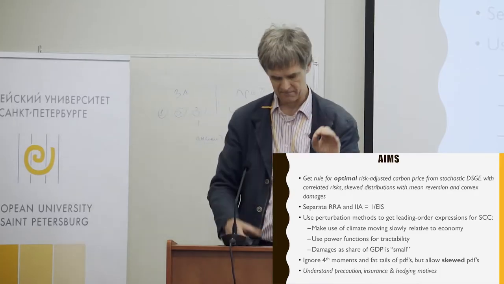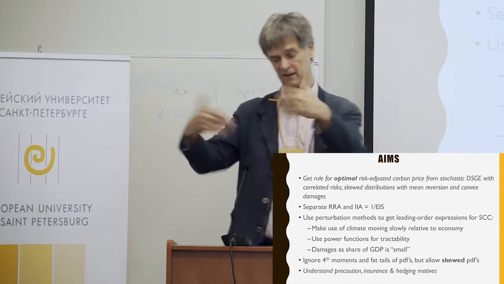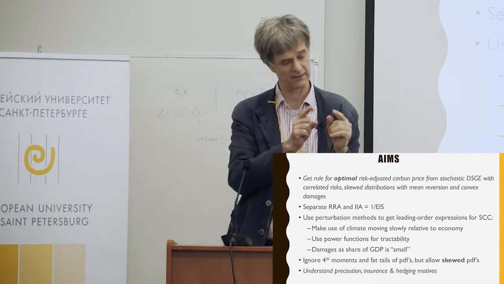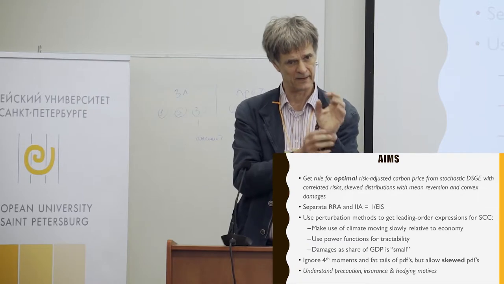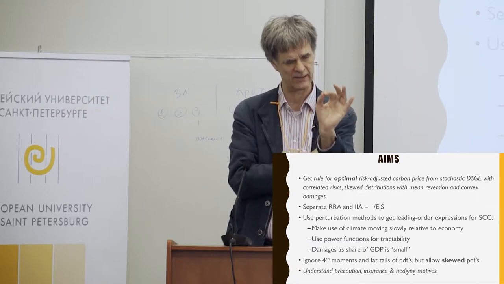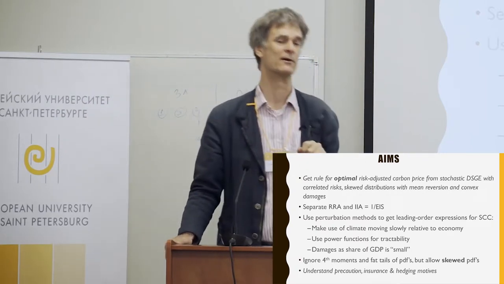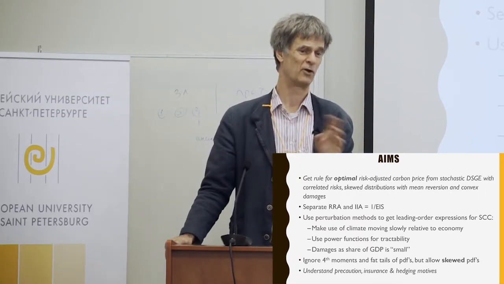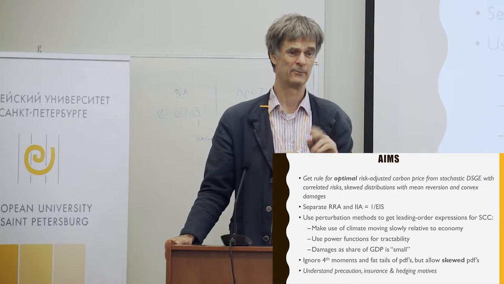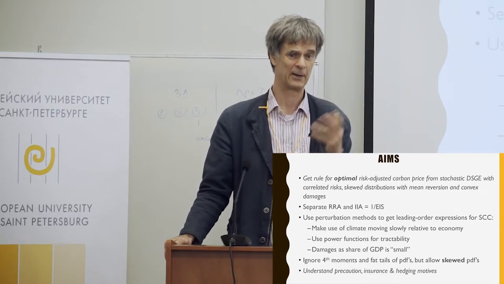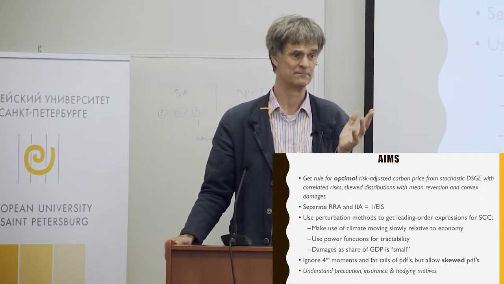The idea is that we had lots of perturbation parameters, but in the end, one of them turned out to be important: the ratio of damages to GDP, call that epsilon. If epsilon is zero, then there are no global warming damages, and the model collapses to a model of, say, Pindyck and Wang, and we have an analytical solution.